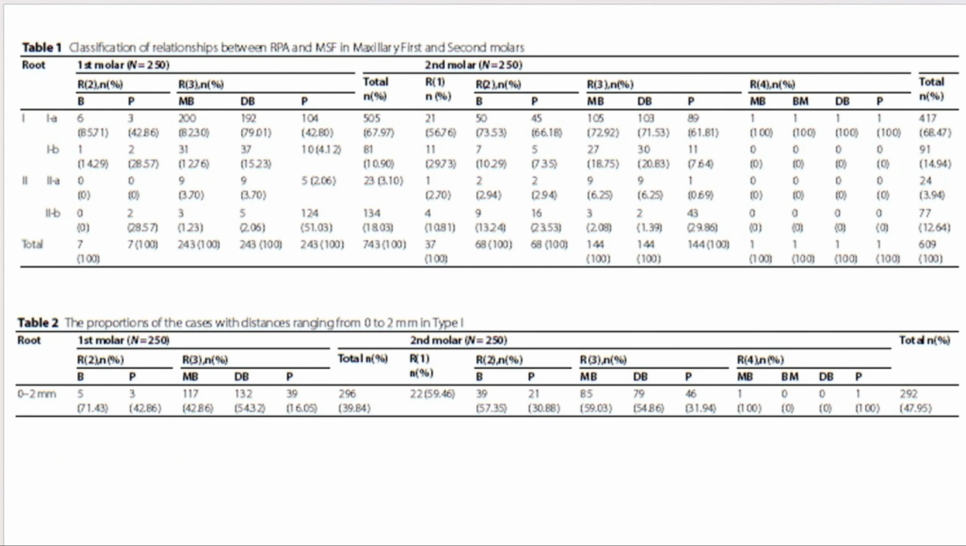However, the opposite was observed in the second molars. The average distance between the palatal root and the maxillary sinus floor ranged from 1.9 to 3.6 mm, and females had significantly longer distance than males, with no significant differences between the left and right sides. The proportion of type 2B cases in the palatal roots of 3-rooted maxillary molars was significantly higher than that in the mesobuccal and distobuccal roots.